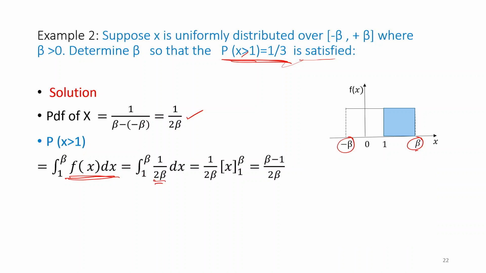Beta is constant, so we take 1 upon 2 beta out. So what is left within the integration is simply dx. Integration of dx is x, and the limit is 1 to beta. So we arrive at this particular value, which is beta minus 1 by 2 beta. So that is the probability that x is going to take a value greater than equal to 1.